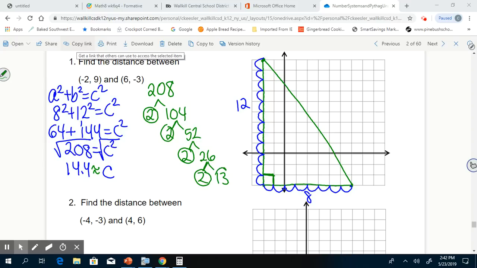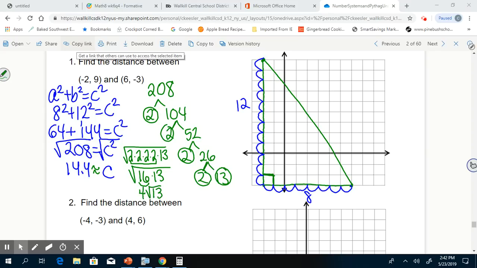So now both of those are prime. We can put them under our radical. So we have square root of 2 times 2 times 2 times 2 times 13. And these 4 2's make a perfect square. So we have 2 times 2 is 4, times 2 is 8, times 2 is 16. So it's 16 times 13, which is, if you take the square root of 16, 4 radical 13.